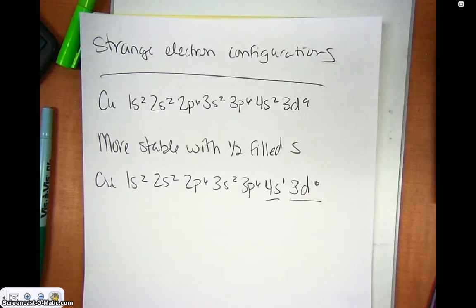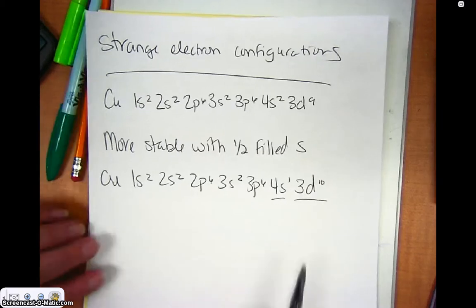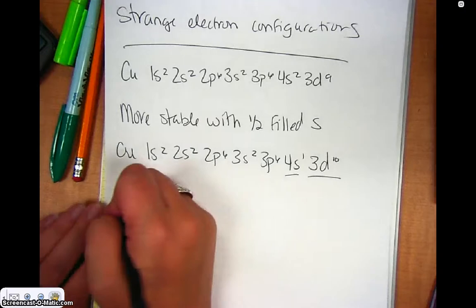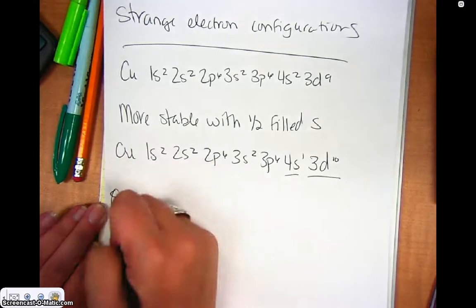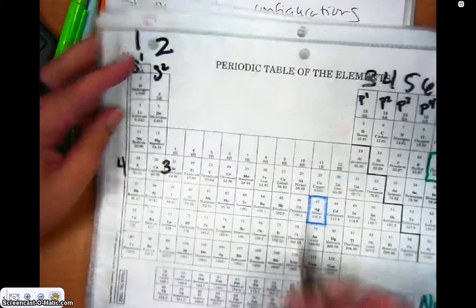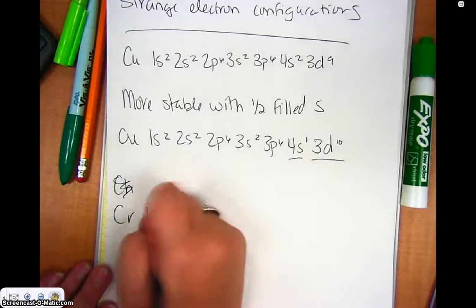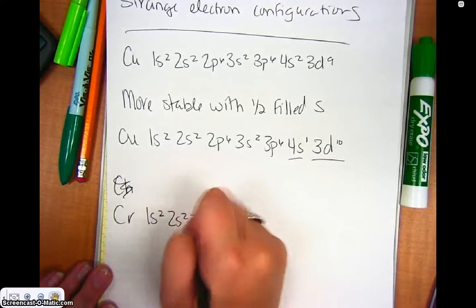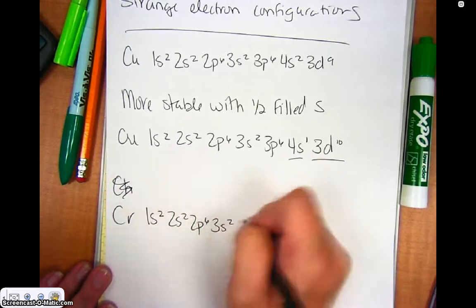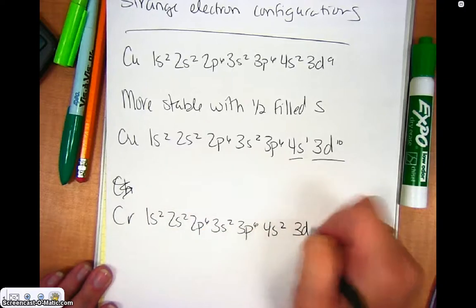Now, another example of one where half-filled orbitals are a little bit better than full orbitals is chromium, for example. So chromium, if we look on the periodic table, is in that same column, but it's right here at 3d4. So let me write that one out. 1s2, 2s2, 2p6, 3s2, 3p6, 4s2, and 3d4.